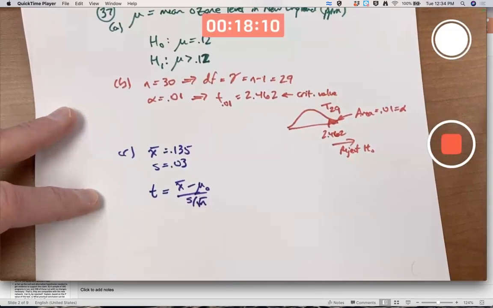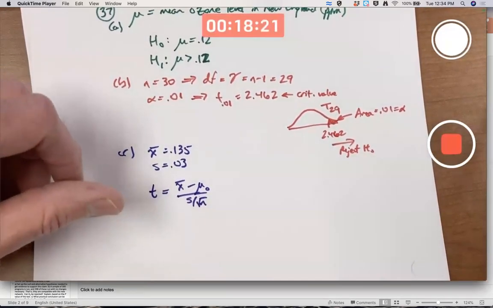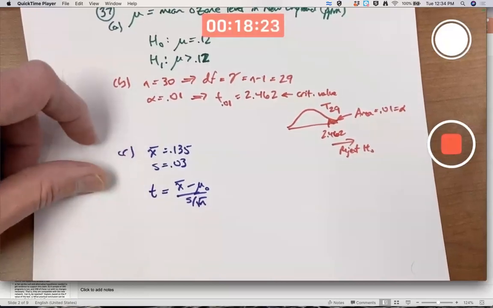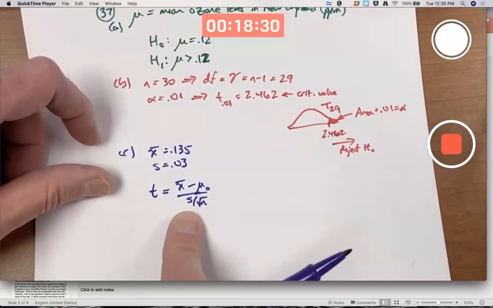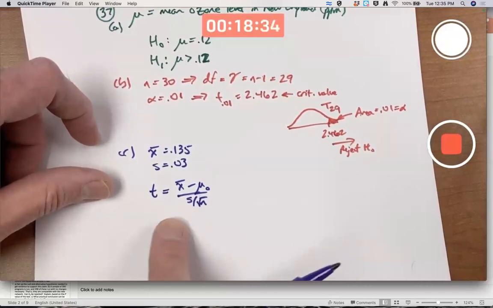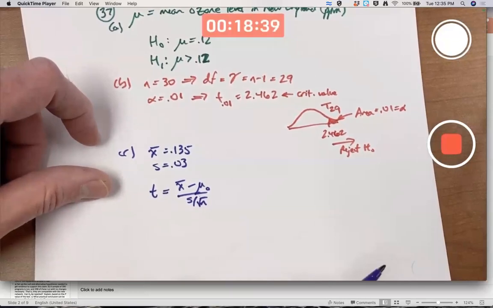Before, we were essentially standardizing capital X bar, assuming we knew its sampling distribution, which would be, by the central limit theorem, exactly normal when the population's normal, and approximately normal when the population's approximately normal. But now when we replace sigma with s, statisticians have found we get a little bit more accuracy by using the t distribution, calling this t instead of z, with 29 degrees of freedom.